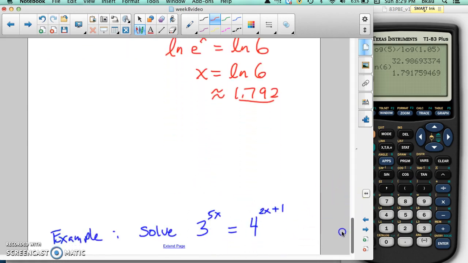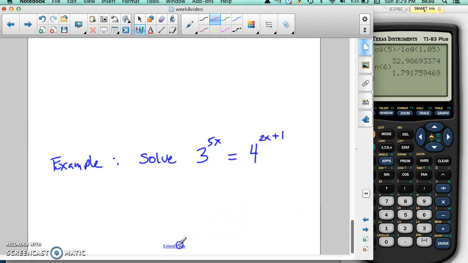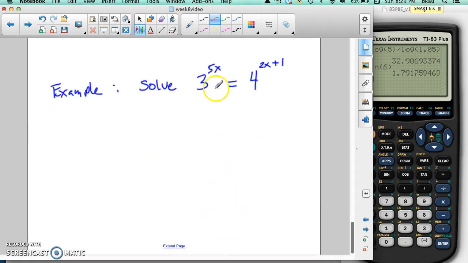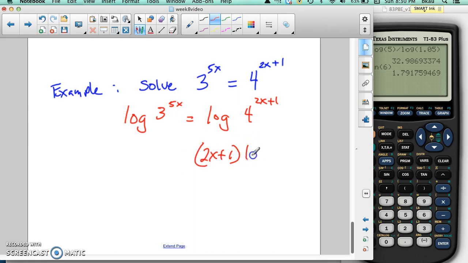Okay, I do have one more example here, and I wanted to show you this example because it has powers on both sides, exponents on both sides, and it's a little bit more complicated algebraically to solve. So we still go through the process. We take the log of both sides, but in this case we're going to end up bringing down both powers and solving that. So we're going to have 2x plus 1 in front of this logarithm, and over here we're going to have 5x in front of this logarithm.